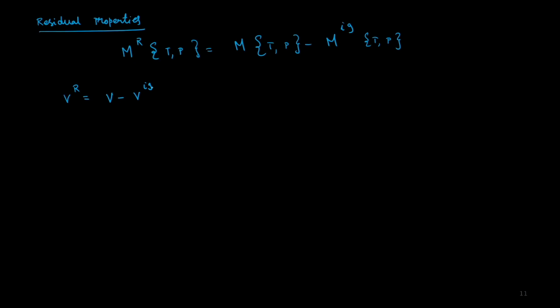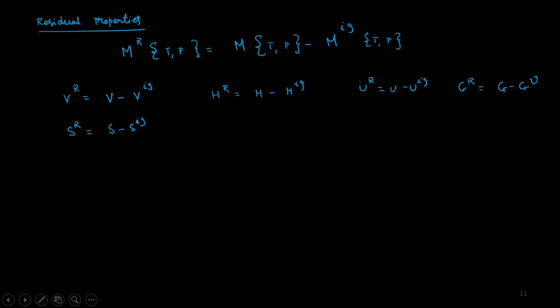If it is a non-ideal gas or a real gas, then of course there will be a non-zero value for the residual volume. Similarly, enthalpy H^R is going to be H minus H^ig. I'm dropping the condition that all of them have to be at the same temperature and pressure. It is implied in that equation when I write H^R is H minus H^ig, etc. U^R is going to be U minus U^ig. G^R, or the residual Gibbs free energy, is going to be G minus G^ig. S^R is going to be S minus S^ig, and so on, right?